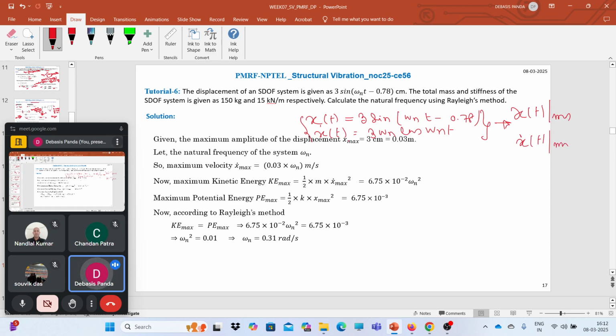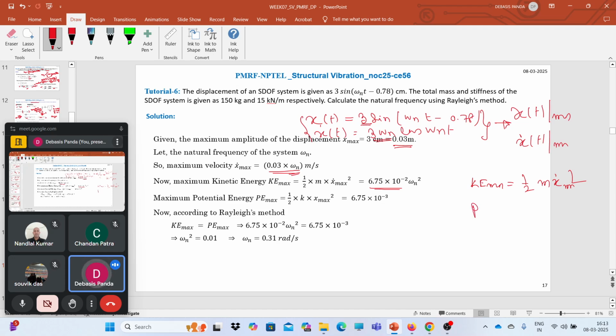So obviously the maximum value of displacement is nothing but 3. This 3 is the amplitude of this motion, that means 0.03 meter. Now what will be the x dot max? This is nothing but this 3 into omega n. So we have converted 3 centimeter to 0.03 meter, so 0.03 into omega n meter per second. Now we need to find the Ke max. It will be nothing but half m x dot max square. So x dot max equals 0.03 multiplied by omega n, and this leads to 6.75 into 10 to the power minus 2 omega n square.